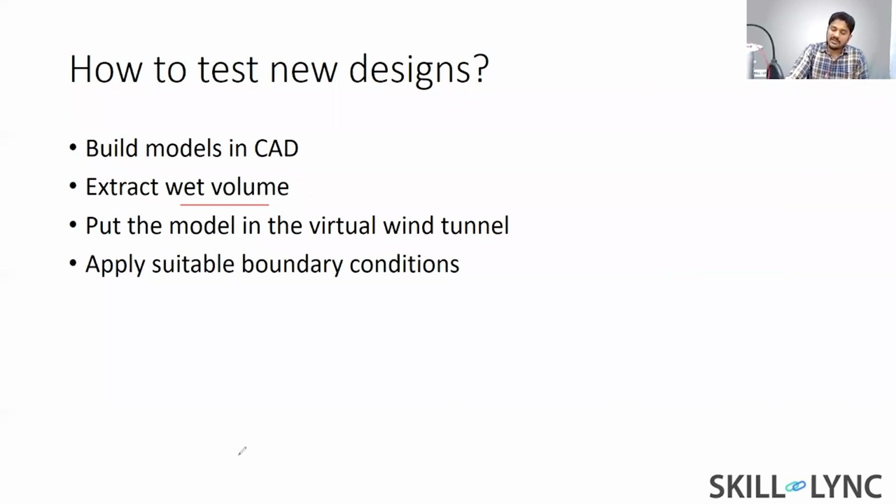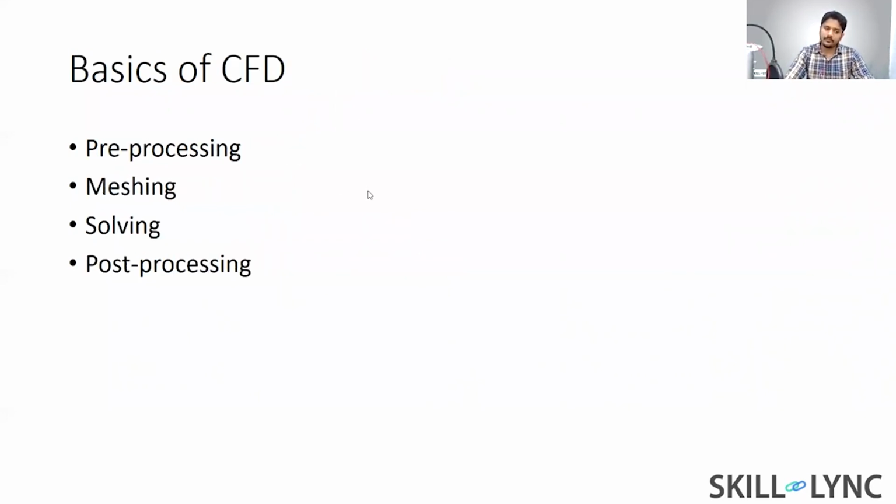If you don't do that, then what's going to happen? Then it's going to actually give you the drag forces for the entire model and not just for that particular wing. Then you need to put the model in the virtual wind tunnel and then apply the boundary conditions. Okay, and I'll show you a demonstration of this after I finish the presentation. So at this point, I'm kind of doing it in reverse.